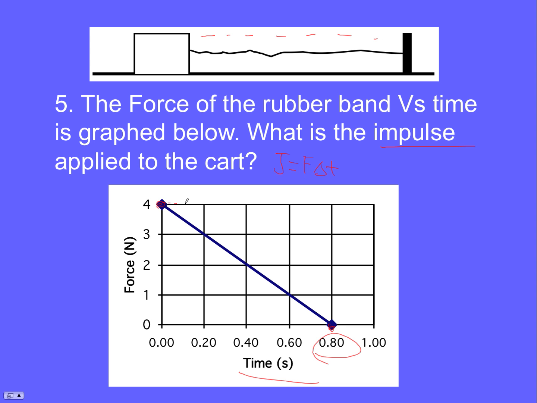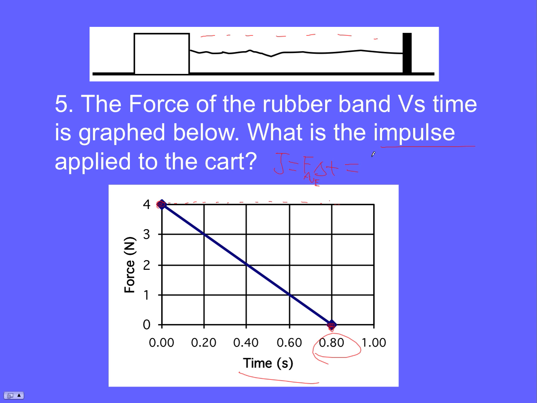Not 4 newtons, because it wasn't at 4 newtons for pretty much the whole time. It only started there. That would be overestimating the impulse. It's not 0 newtons. Clearly, there's going to be an impulse applied to the cart. And so how about a compromise? How about the average force? That's one way to do it.